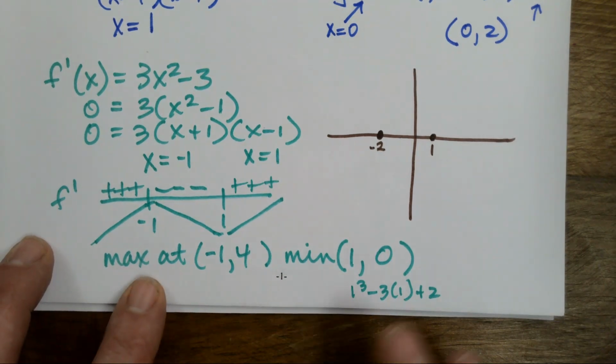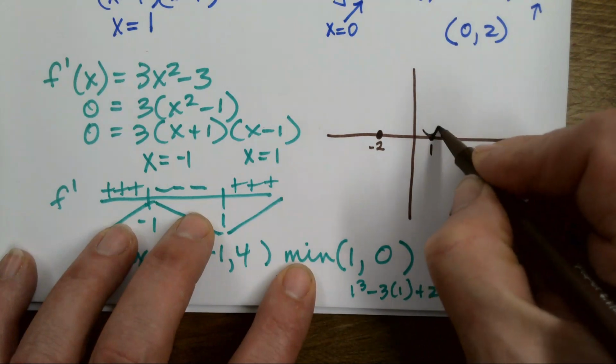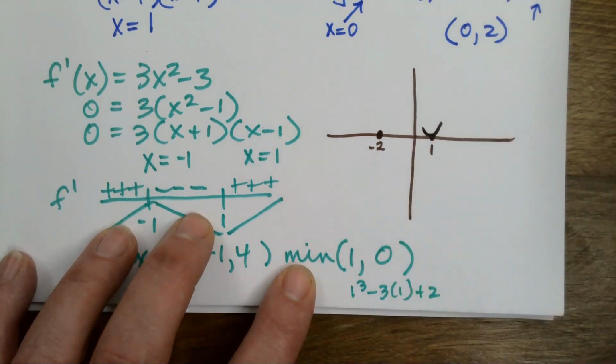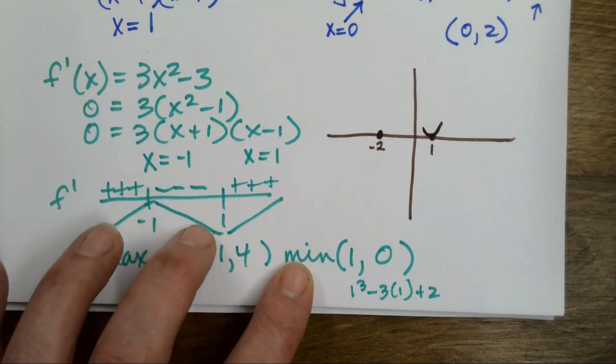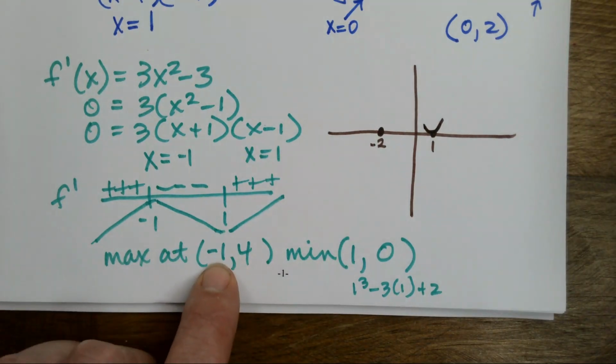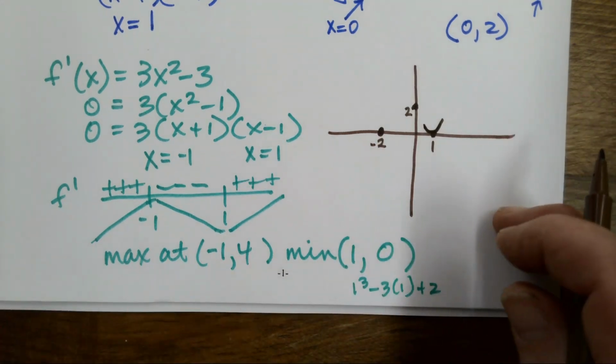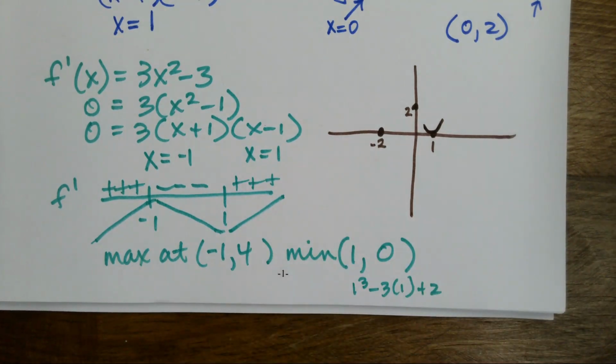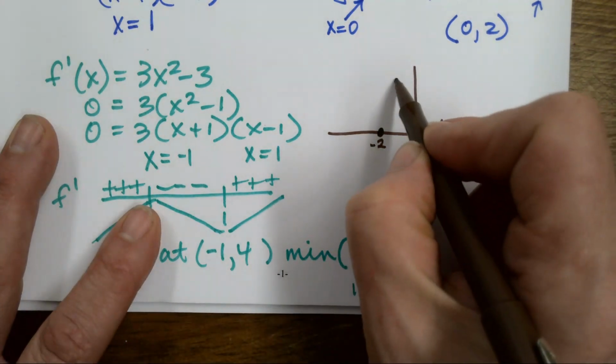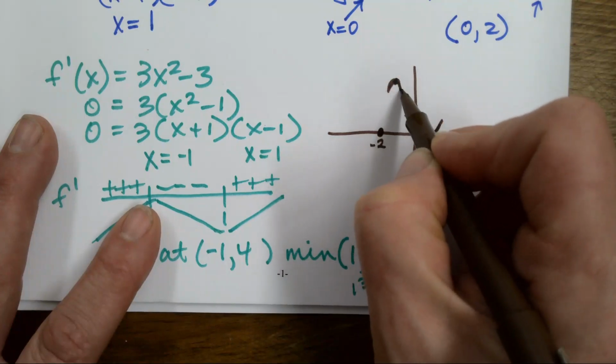I also know 1 is a min, so I'm going to make a low point at that min. I also know it crosses the y-axis at 2, so I'm going to approximate 2 there. And I also know that it has a high point at negative 1, 4. So negative 1, 4, I'm just going to put a rough estimate about where that is and make that a high point.